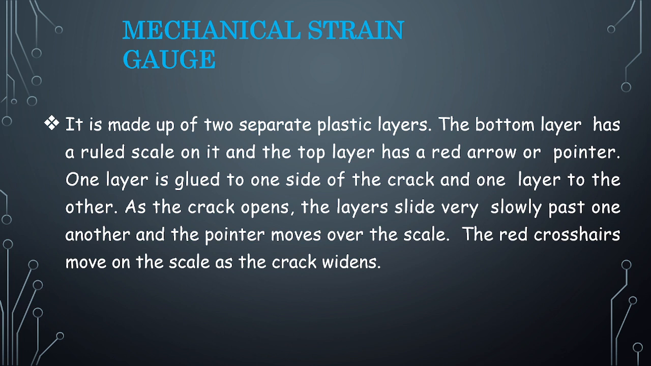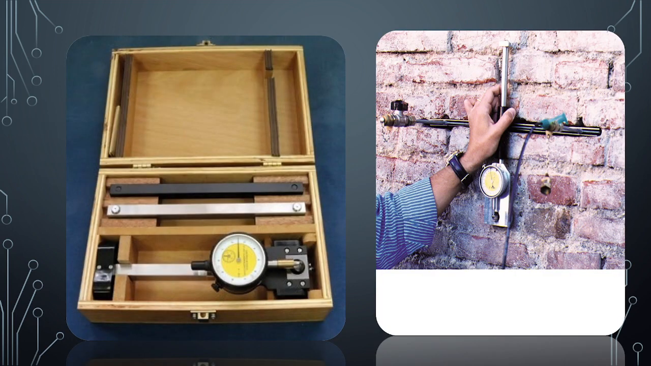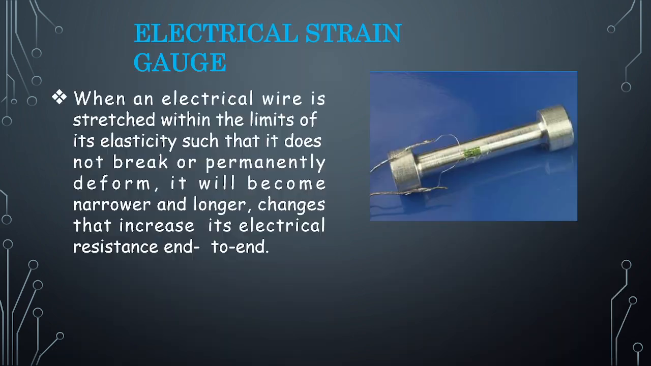Mechanical strain gauge is nothing but, whenever we apply any strain, the mechanical energy will be converted into electrical energy. The change of the resistance will be given by the strain applied on that particular material. So this is the mechanical strain gauge. This is an example of it, the instrument used for mechanical strain gauge.